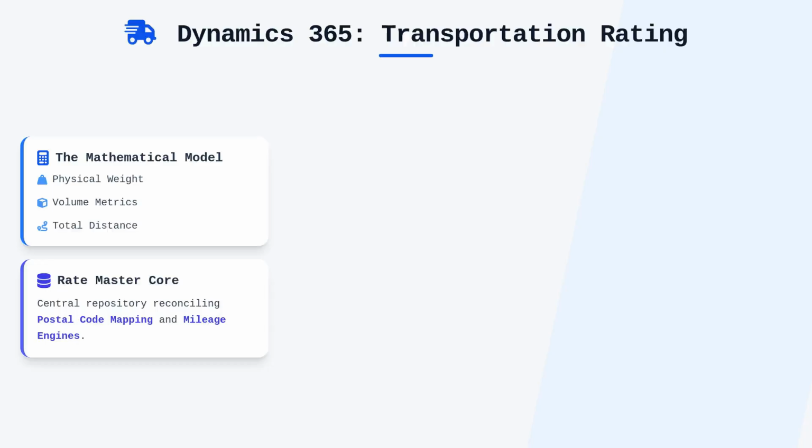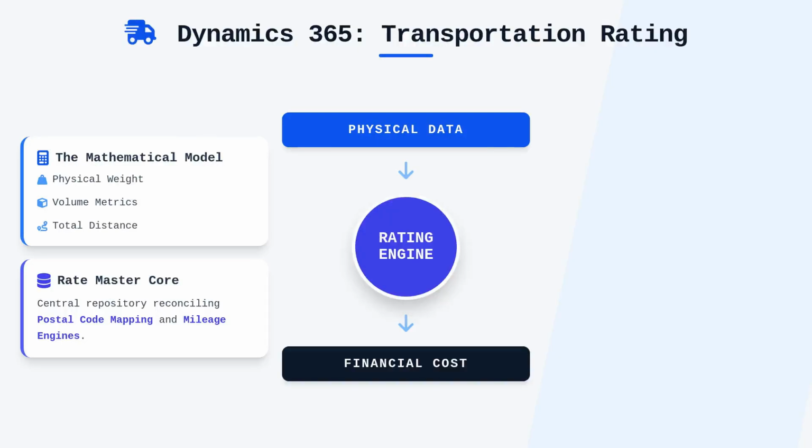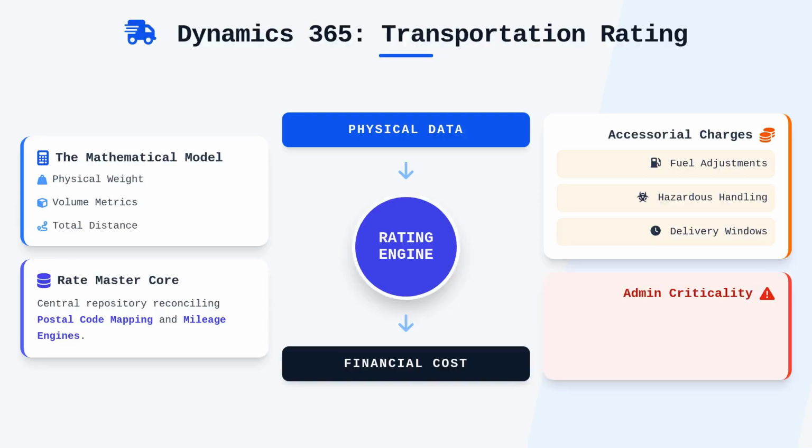However, the calculation is rarely as simple as distance multiplied by weight, because you must also account for accessorial charges that fluctuate based on service requirements. These surcharges might range from fuel adjustments to specialized handling fees for hazardous materials or specific delivery windows. As systems administrators, you must ensure that these parameters are validated through rigorous testing, as any miscalculation here ripples directly into your general ledger and inventory valuation models.